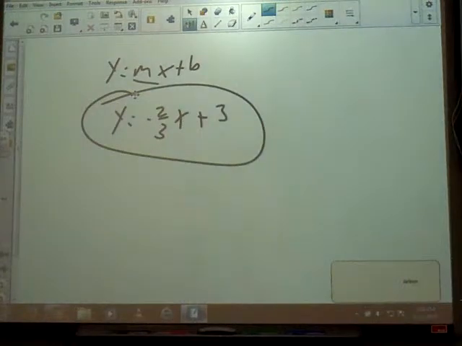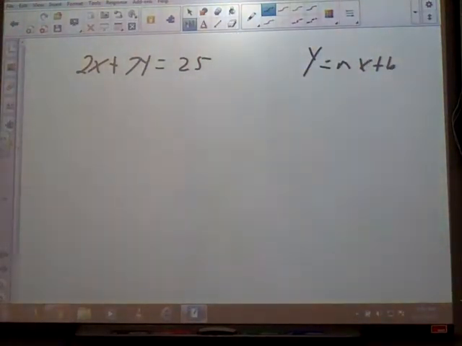All right, 16. And we want the slope and the y-intercept. So it's kind of just like the bell ringer again. It gives us 2x plus 7y is equal to 25. So I'm going to rewrite this in slope-intercept form, y equals mx plus b. So I got to solve it for y. I'm going to subtract 2x, so 7y equals negative 2x plus 25.